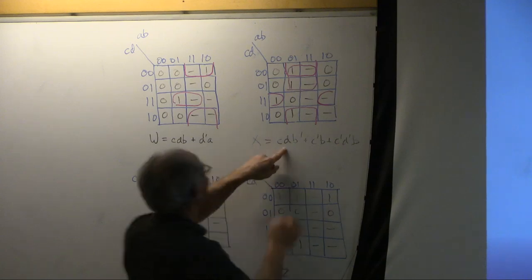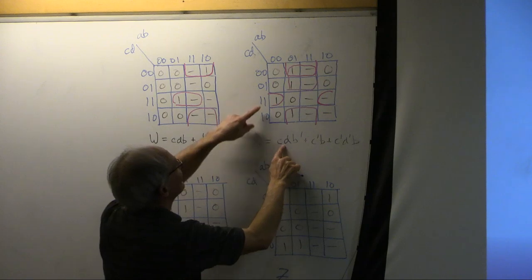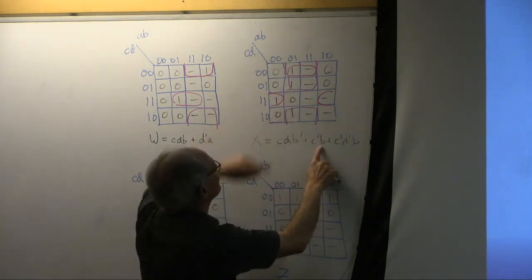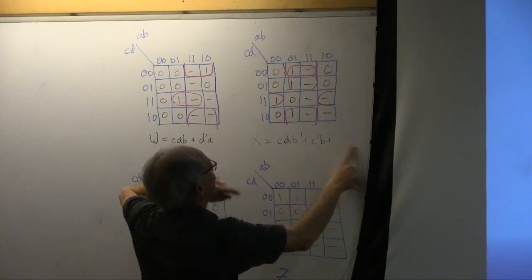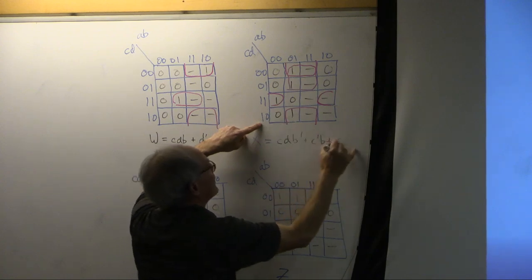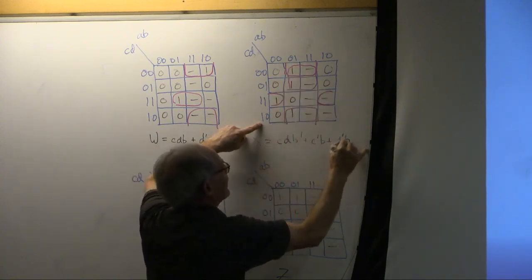Let's see. C D B prime, that one's right. This one is, oh no, this should only be, oh, sorry. Okay, D is constant 0, so it's D prime, and then B like that. Okay.